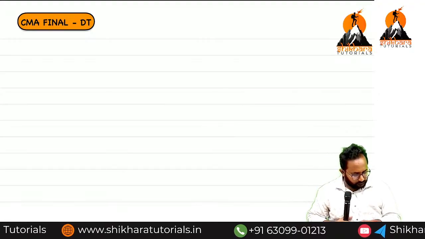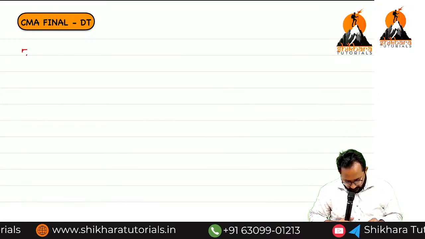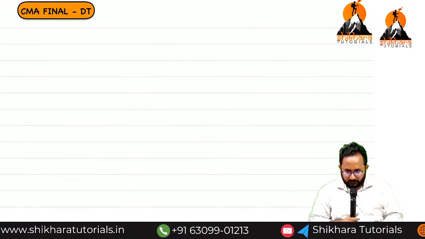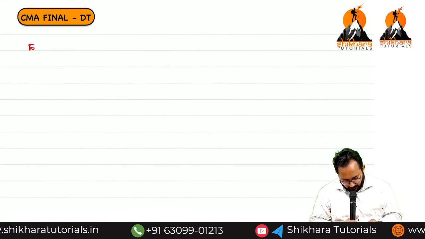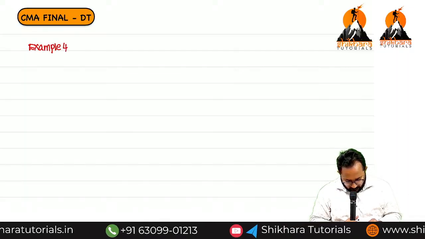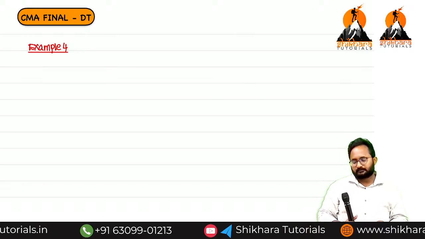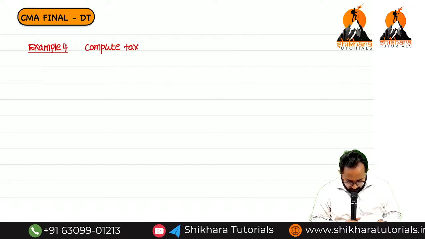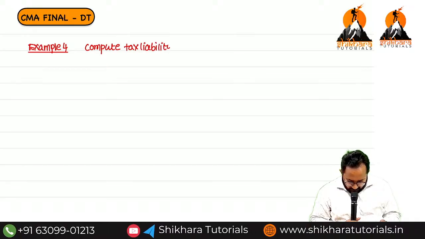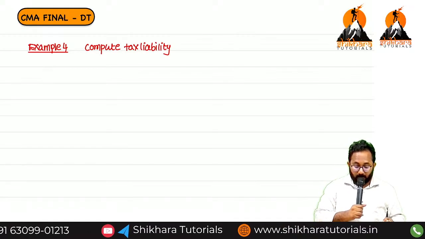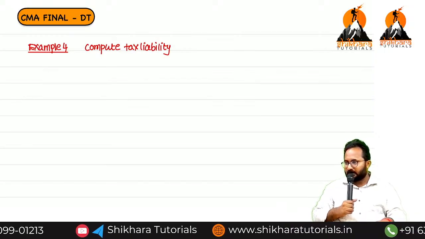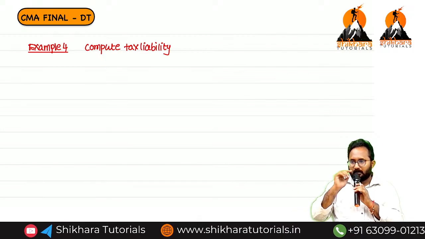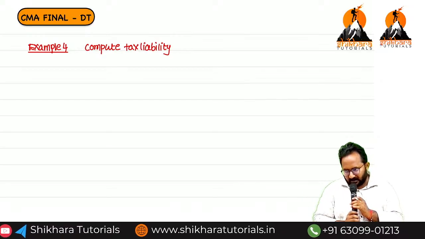Example 4. Compute tax liability. Sir, in every question they ask for tax liability only, but they don't say compute tax liability as per marginal relief. If they gave it explicitly, you could do it easily. They will say total income and tax liability. In that, you have to think about whether this person is getting the marginal relief or not.